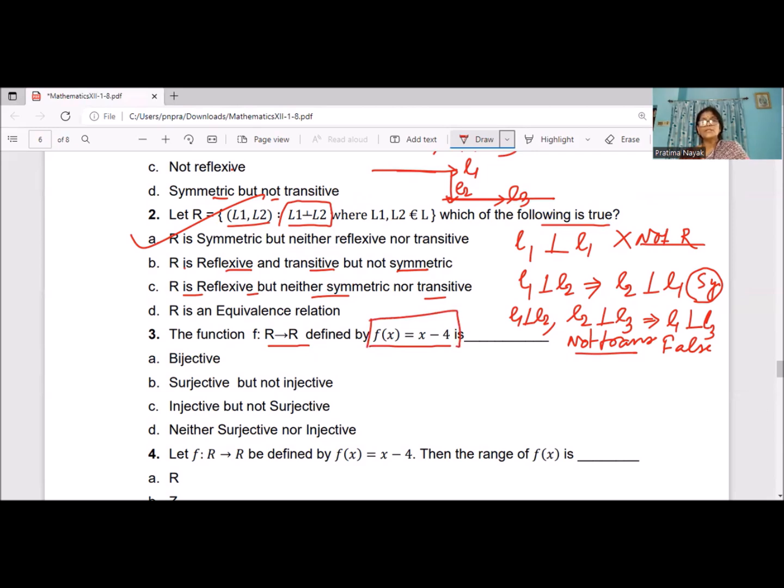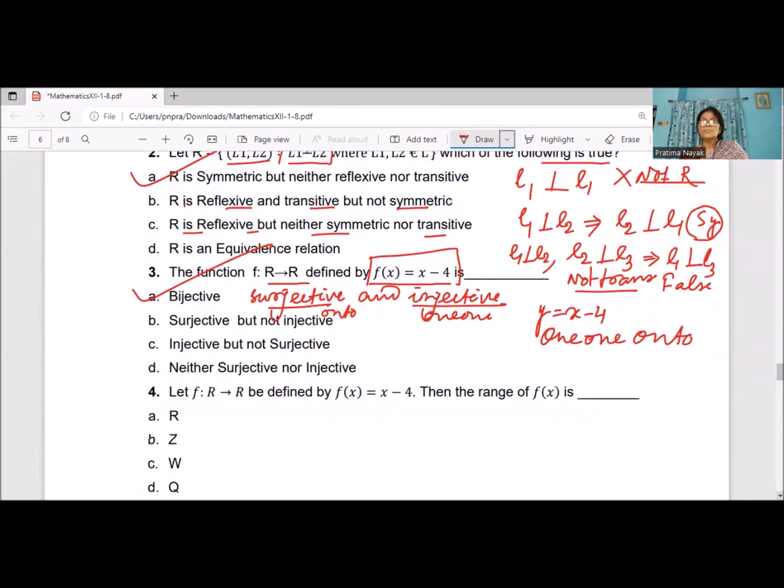And what is the meaning of bijective? It is both injective, which is one-one, and surjective, which is onto. So both one-one and onto, that is your bijective function. So this linear equation y = x - 4 is a one-one onto function. But quadratic functions are not one-one onto. Linear functions are one-one onto. So it will be a bijective function.